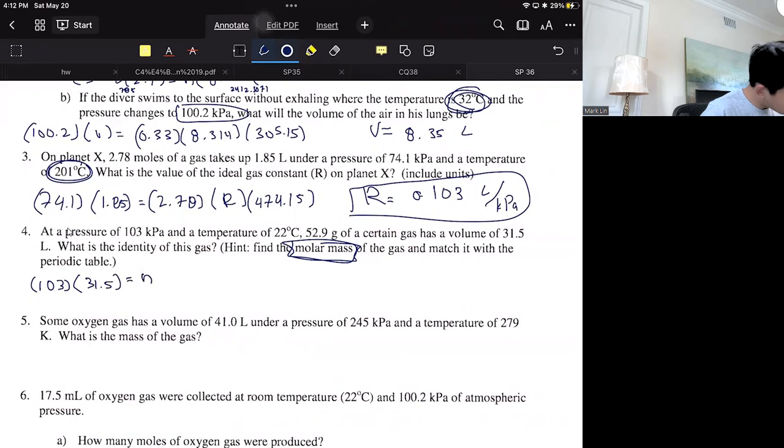N is what we're trying to find. R is 8.314. And then our T is not 22 degrees Celsius. It's going to be 295.15. And so we isolate N. It's going to be 1.322.